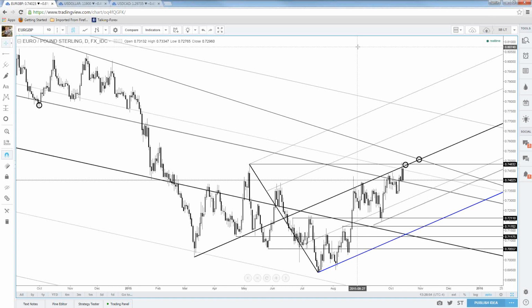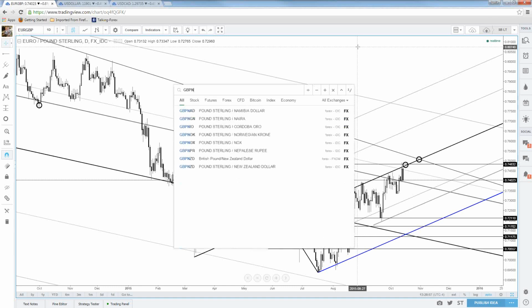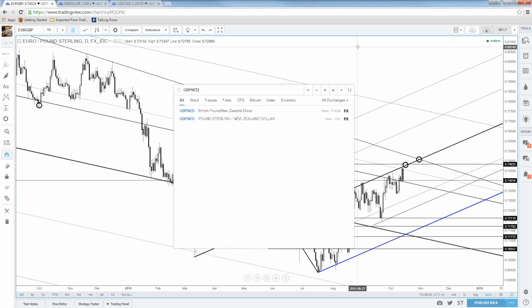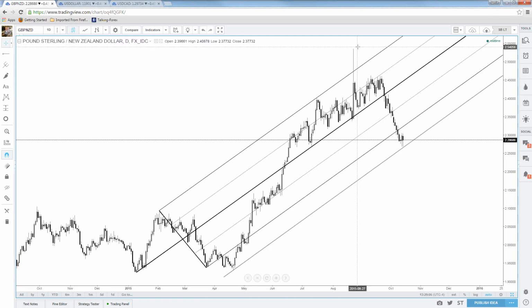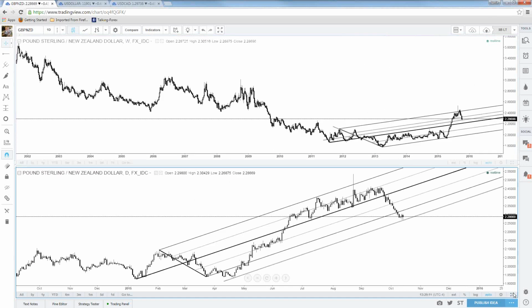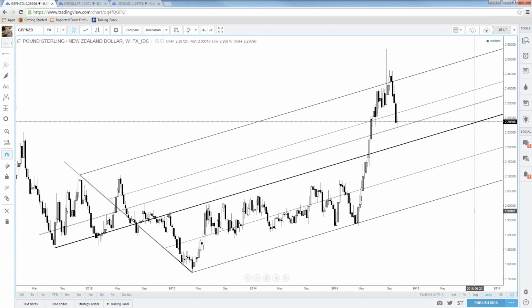All right, so we look at that. I want to present pound Kiwi. We'll start there because we've been looking at it a lot lately. Pound Kiwi, all right. So here's the weekly chart. Here's the structure. Here's the slider.